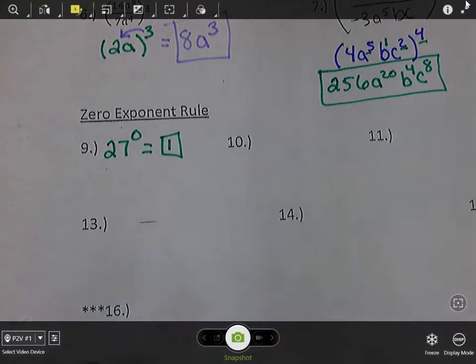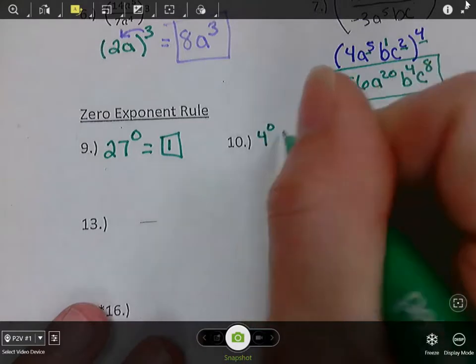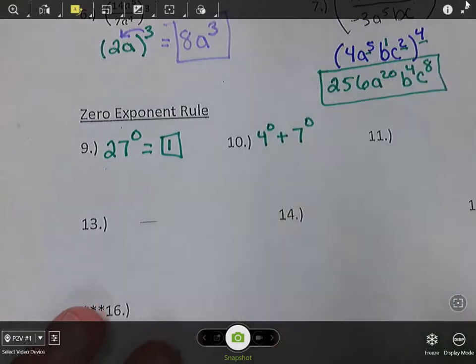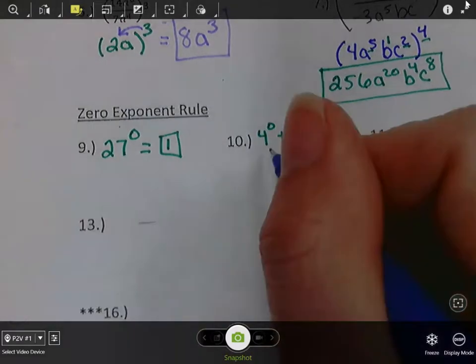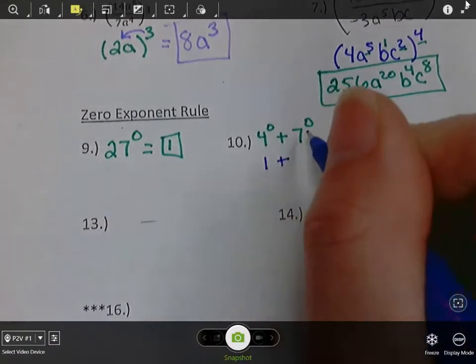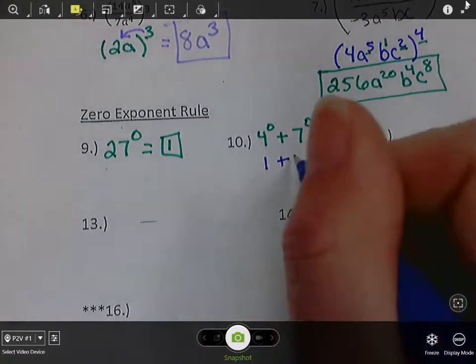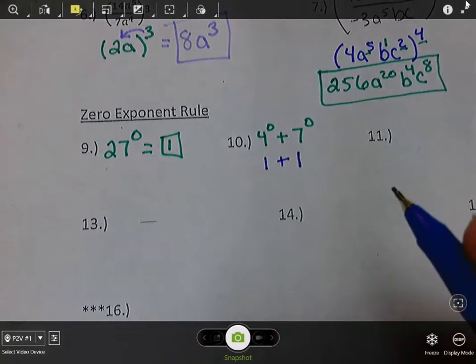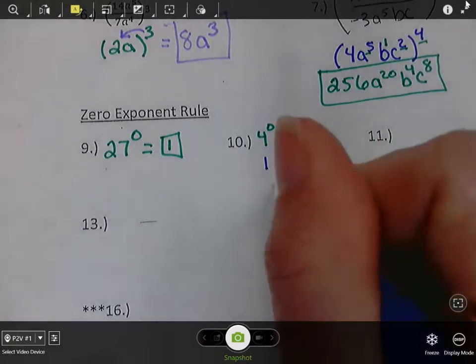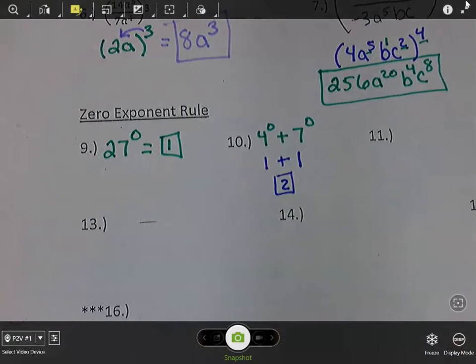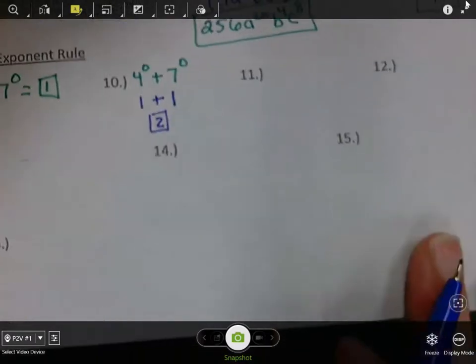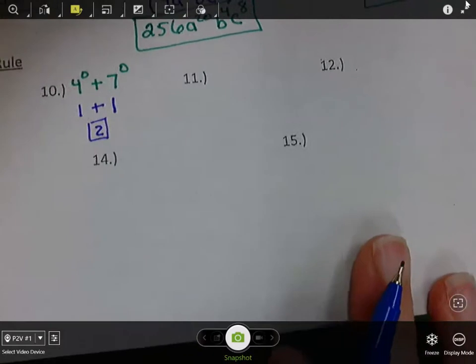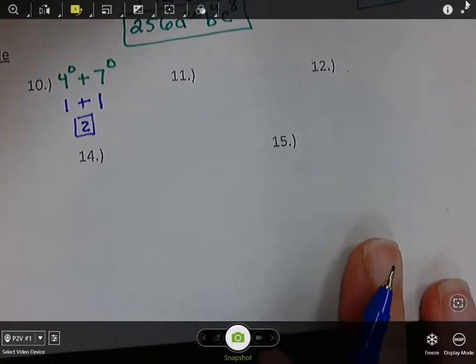Number 10. 4 to the power of 0 plus 7 to the power of 0. Well, 4 to the power of 0 is what? 1. Plus, what's 7 to the power of 0? 1. And the easiest question in math, what's 1 plus 1? 2. Hey, I did have a teacher show me one time how 1 plus 1 was 11. Hey, I can show you how 9 plus 10 equals 21.